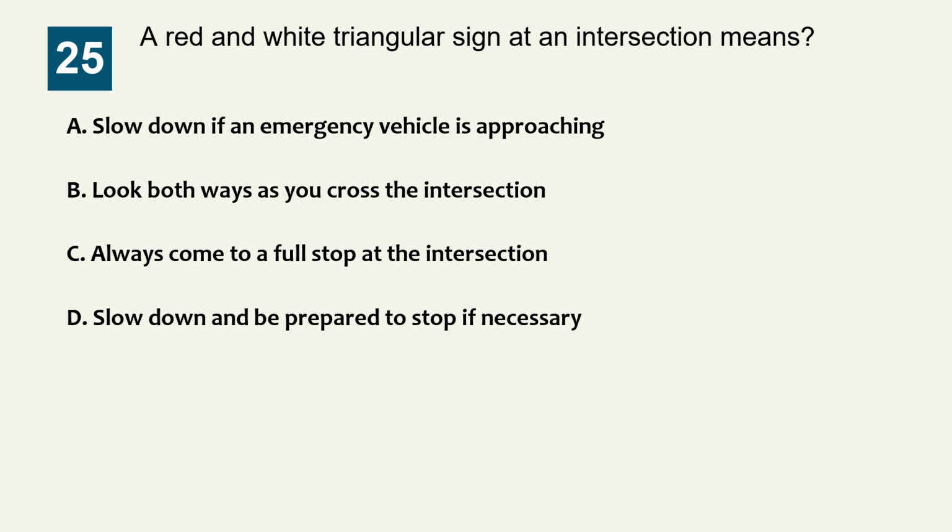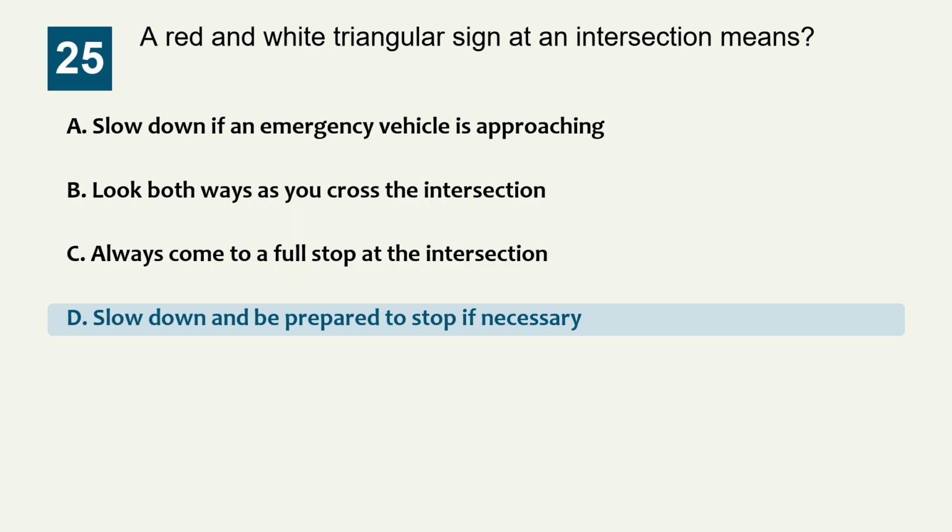Question 25. A red and white triangular sign at an intersection means option A, slow down if an emergency vehicle is approaching. Option B, look both ways as you cross the intersection. Option C, always come to a full stop at the intersection. Option D, slow down and be prepared to stop if necessary.